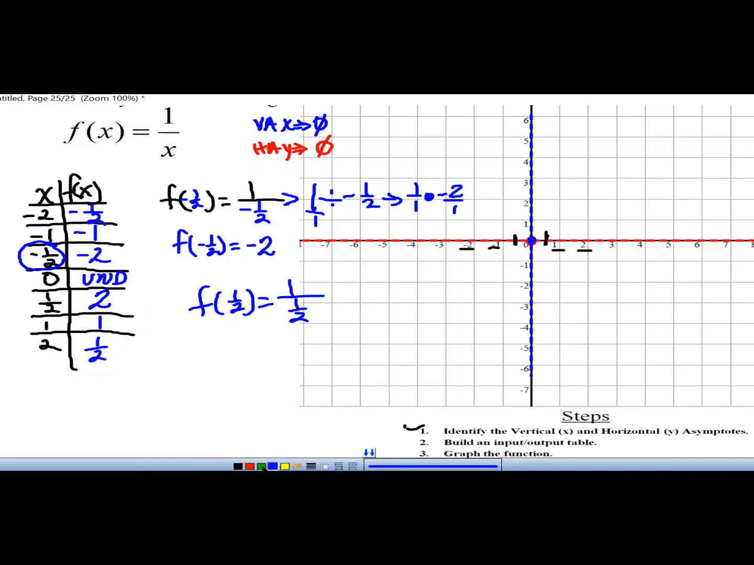Let's plot that. Here we go. -2, -1/2; -1, -1; -1/2, -2. Next, 1/2, 2; 1, 1; and 2, 1/2. And there it is.